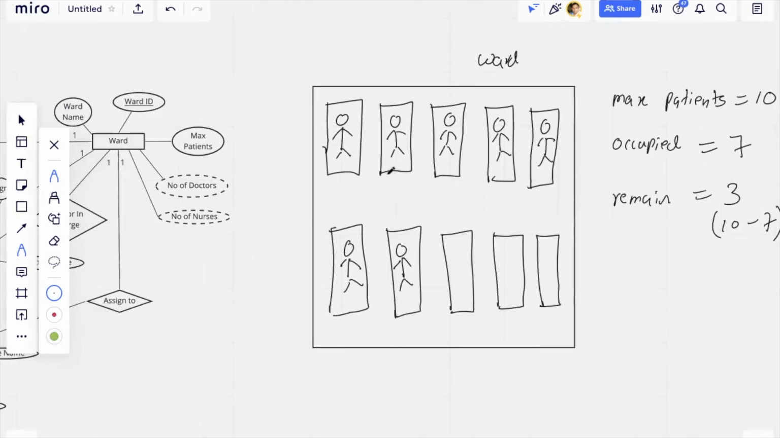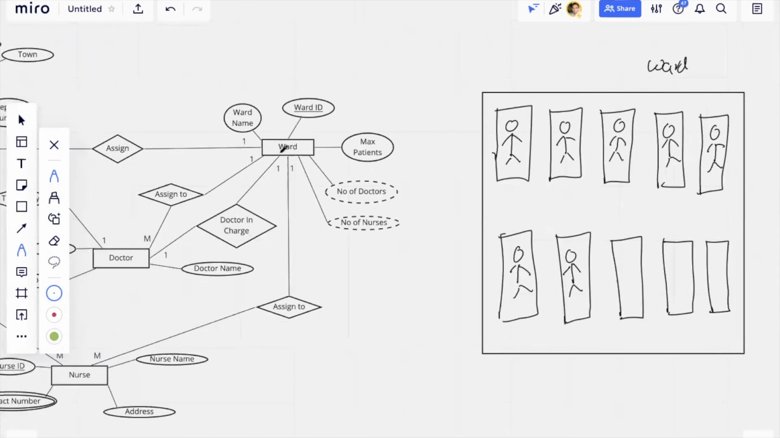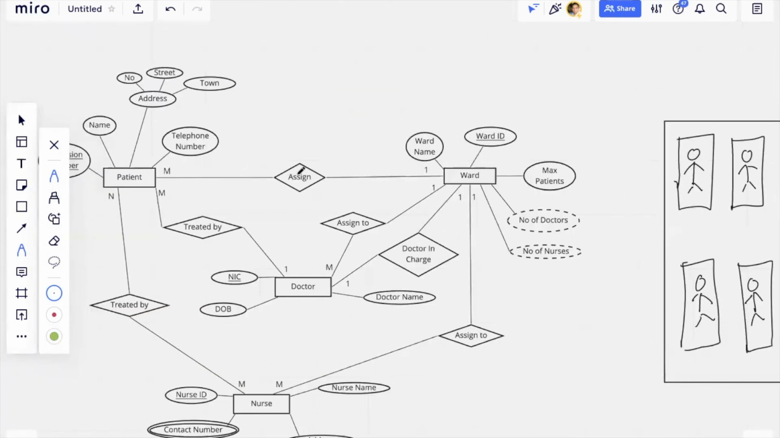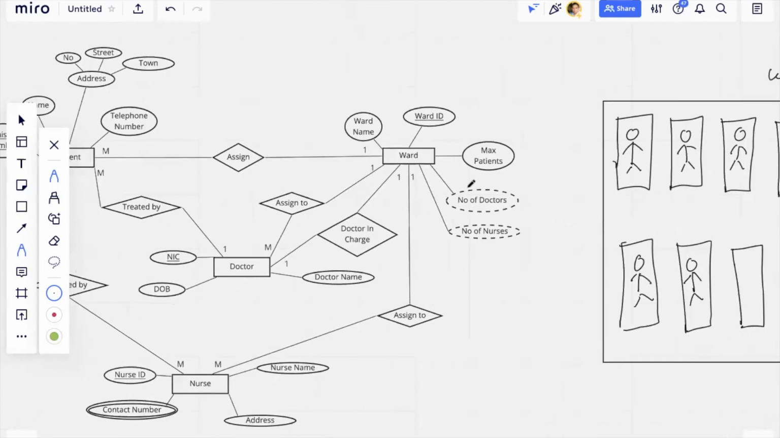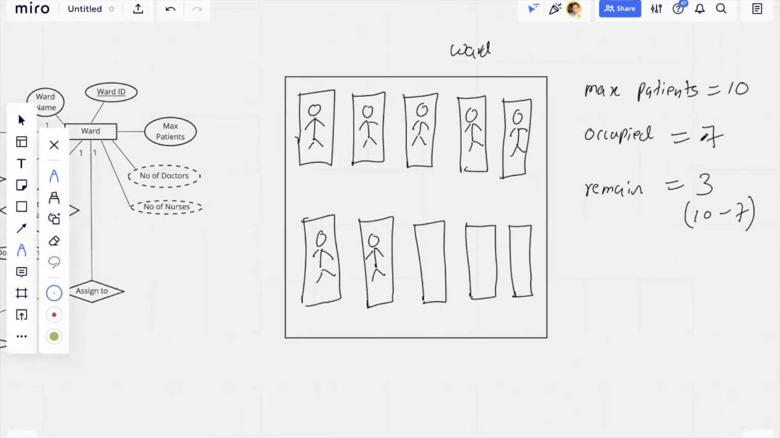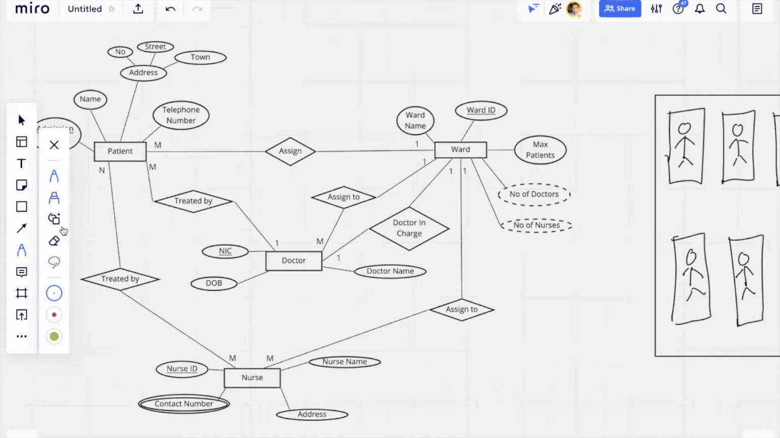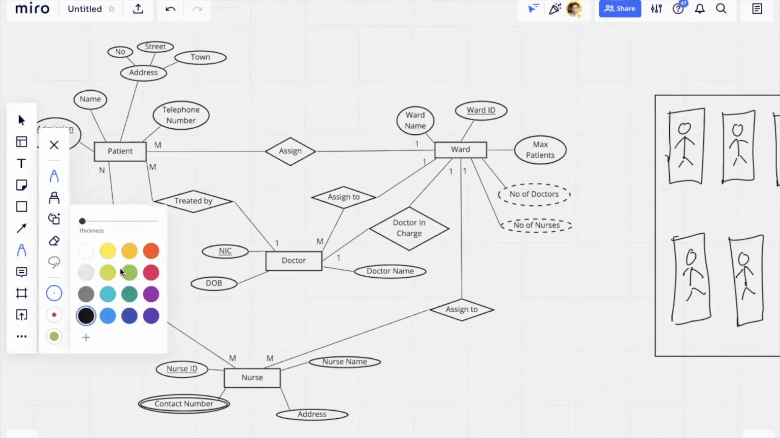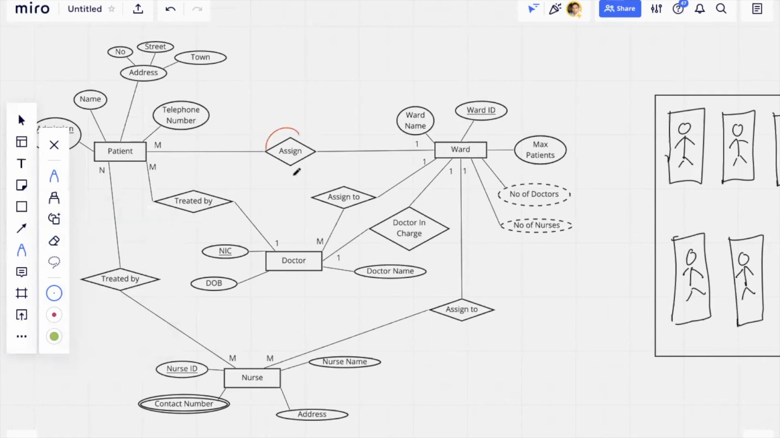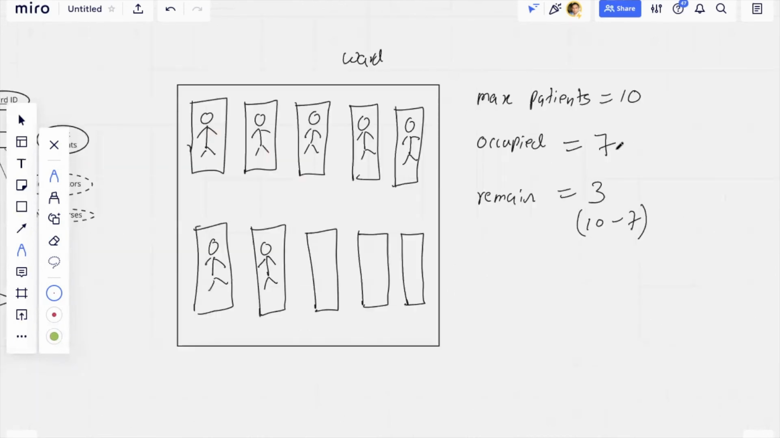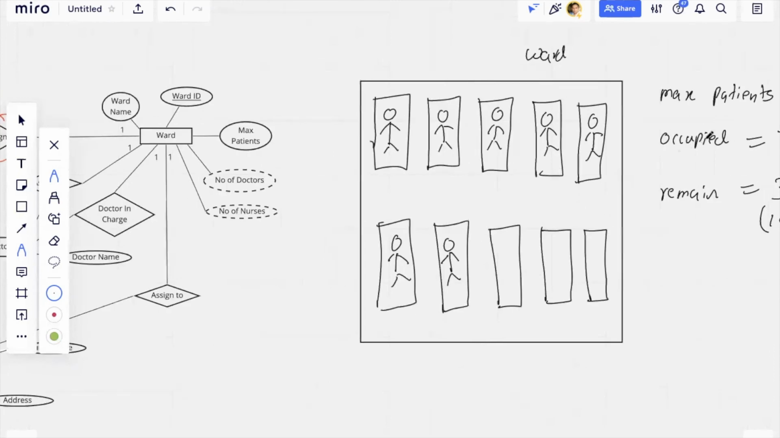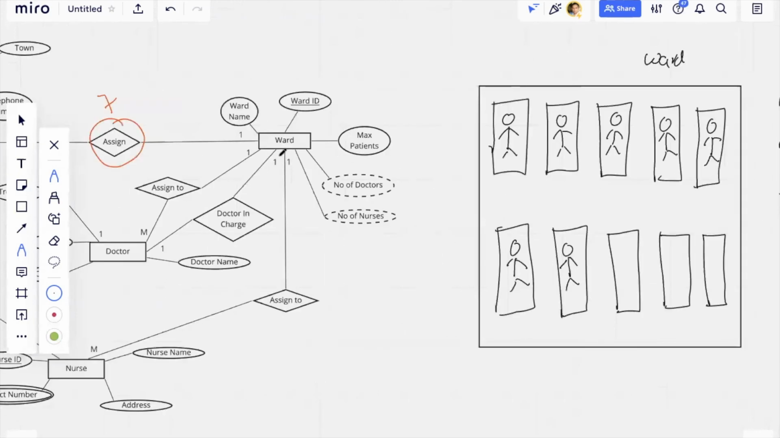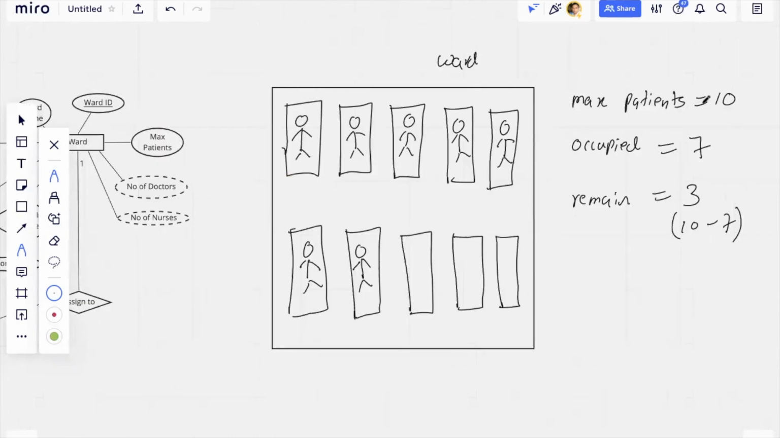Okay, when you come to the relationship between the ward and the assigned patients, we can calculate this 7 from this relationship. I will use another color. From this relationship, we can calculate that there are 7 patients assigned to that ward. But the maximum number of patients is not there, because the maximum number of patients can vary from ward to ward.